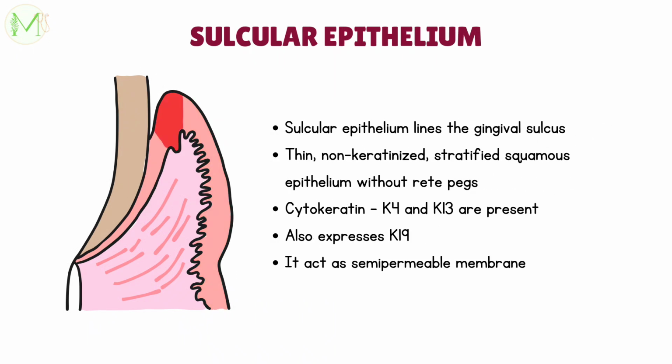The third type of epithelium is sulcular epithelium. Sulcular epithelium lines the gingival sulcus. It is thin, non-keratinized stratified squamous epithelium without rete pegs. The cytokeratins that they have are K4 and K13, and they also express K19. It acts as a semi-permeable membrane through which injurious bacterial products pass into the gingiva and through which tissue fluid from the gingiva seeps into the sulcus.